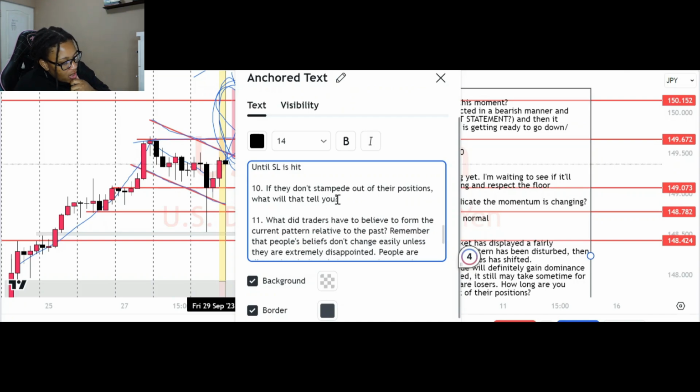Number 11 says, what did traders have to believe to form the current pattern relative to the past? Remember that people's beliefs don't change easily unless they are extremely disappointed. People are disappointed when their expectations aren't fulfilled. I think for me, guys, I'm so used to following my trading rules, and I've gotten such great results following my trading rules.